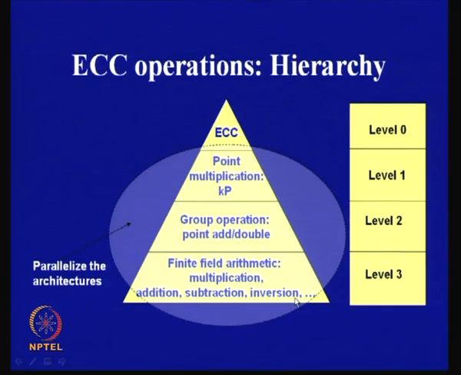Okay. So, now you see that there are various levels at which this elliptic curve cryptographic operation works. Therefore, if I want to obtain accelerators, I will try to parallelize these architectures, right. I will try to parallelize the point multiplication, the group operations, and the underlying arithmetic operations. So, what is important is to understand where the scopes for these parallelizations are, and how you can obtain these accelerations, right.